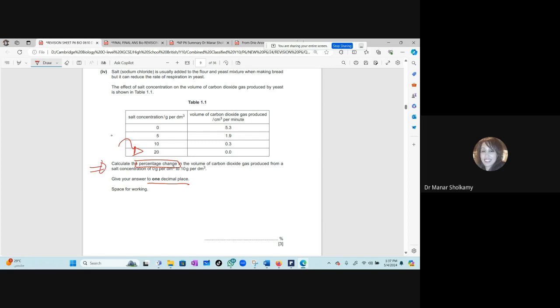Let's do it together. Calculate the percentage change in the volume of carbon dioxide gas produced from a salt concentration of 0 grams to 10 grams. I have to first decide what is my starting value and what is my final value. What is my starting value?